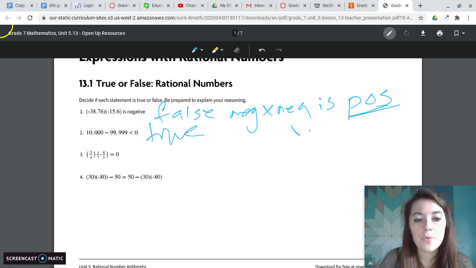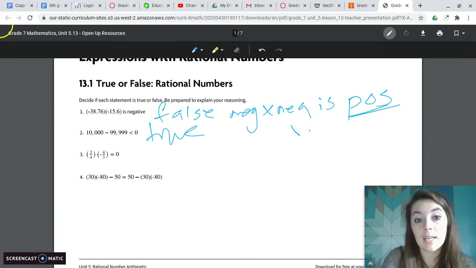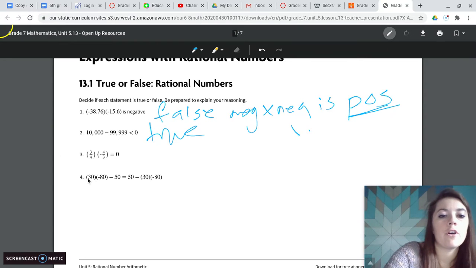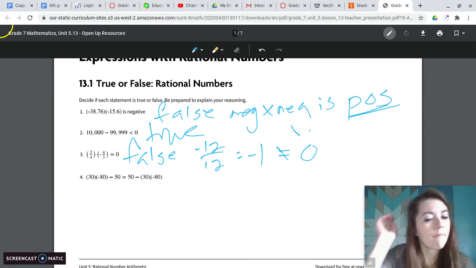All right, we have 3/4 times negative 4/3 equals 0. If we multiply these, 3 times negative 4 gives us negative 12. 4 times 3 gives us 12. So we have negative 12 over 12. That's 1. Well, that's negative 1. So is that 0? False. Negative 12 over 12 equals negative 1, which does not equal 0.